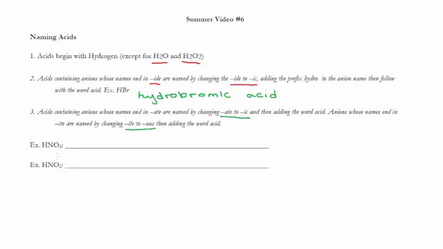So here I've got HNO3. Now, NO3 is nitrate, and so the name of this acid, remember, you don't include hydro, it would just be nitric, because it's an ate. Ate is ic, nitric acid, and that's it. Okay. For HNO2, it would be nitrous acid. Okay.